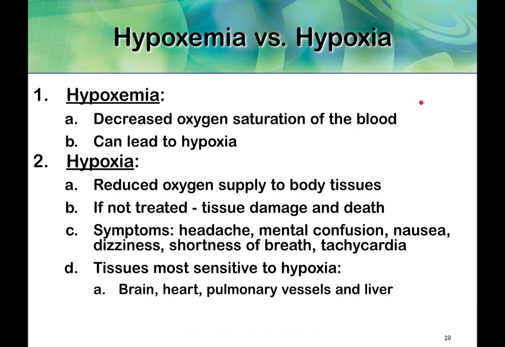Hypoxemia is decreased oxygen saturation of the blood, which can lead to hypoxia. Hypoxia is reduced oxygen to the body tissues, and if that's not treated, it can result in tissue damage and death. Symptoms are headache, mental confusion, nausea, dizziness, shortness of breath, and tachycardia. Tissues most sensitive to hypoxia are the brain, heart, pulmonary vessels, and liver.